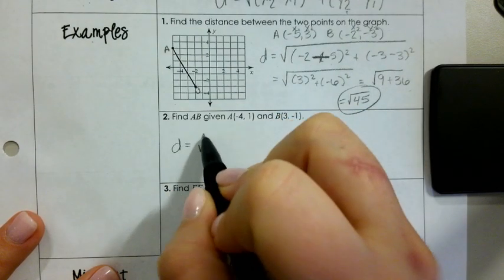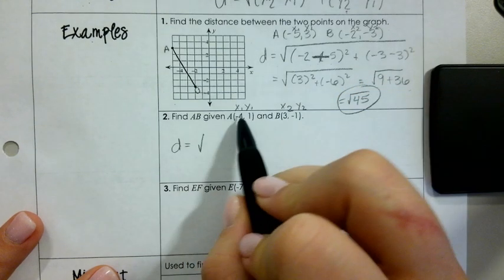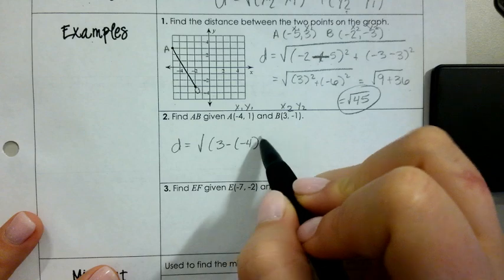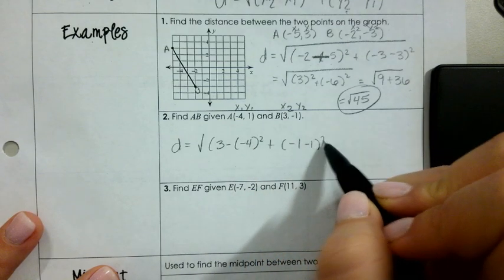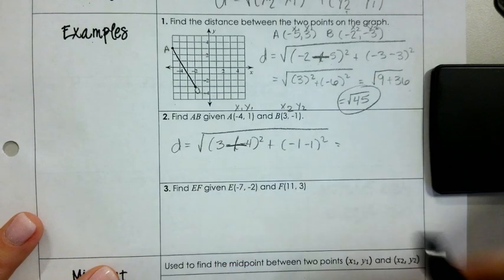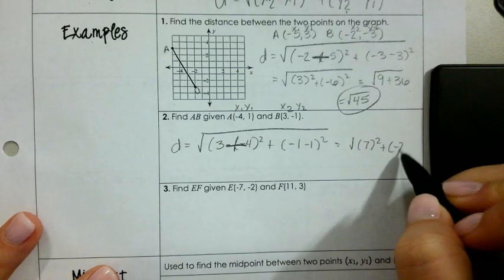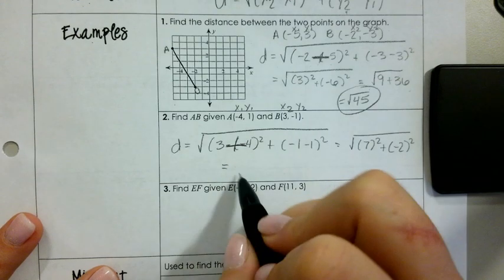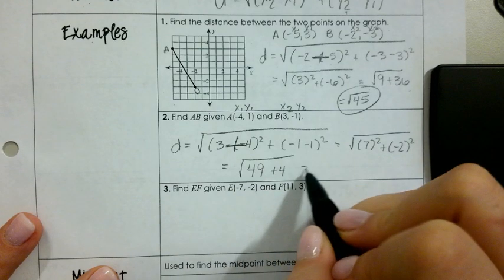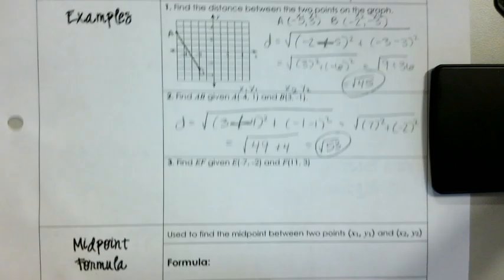Okay, let's try to find the distance of AB. So distance is equal to, remember to write your coordinates to help you out as x1, y1 and x2, y2. So we have 3 minus -4 squared plus -1 minus 1 squared. -3 minus -4, that becomes a positive sign. So 3 plus 4 is 7 squared plus -2 squared. 7 squared is 49, and -2 squared is 4. So 49 plus 4 is a square root of 53, and we're okay there.